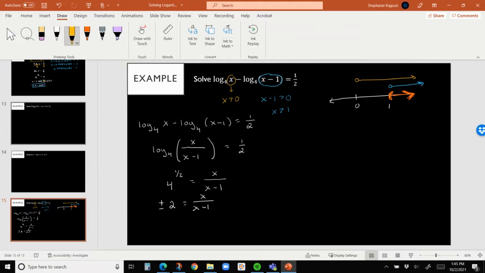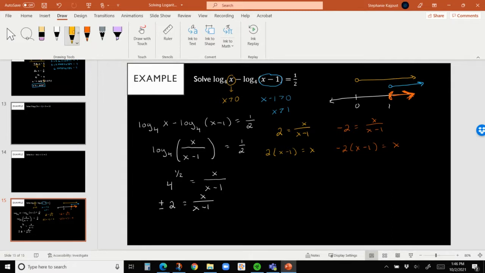So I'm going to write one of them with the positive version, and then the other one with the negative version. So we have 2 equals x over x minus 1. And then negative 2 equals x over x minus 1. To solve these equations, we're going to multiply both sides by x minus 1. We want to get rid of the denominator. And so this is going to become 2 times x minus 1 equals x. And the other equation will be negative 2 times x minus 1 equals x.